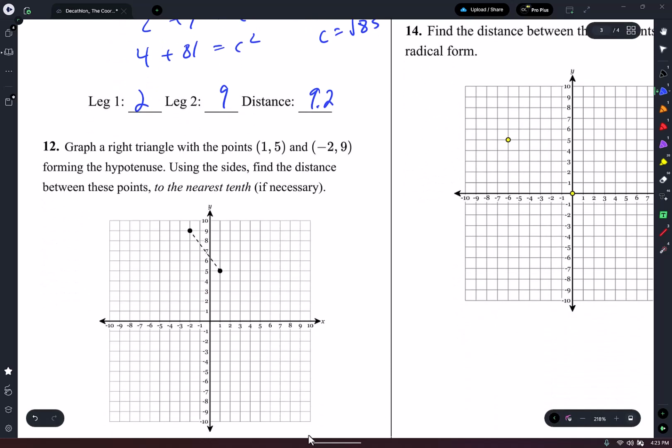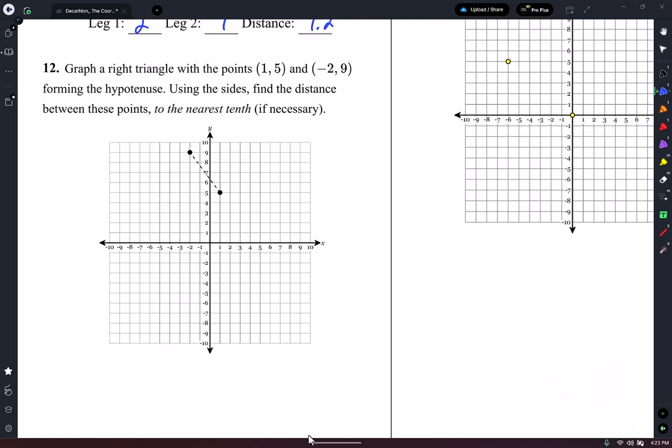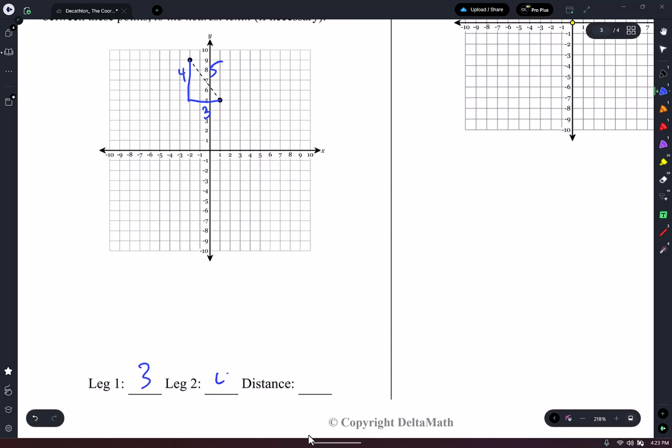Okay. Same thing right here, guys. That's all you're going to do again. Just make a right triangle. 1, 2, 3, 3. 1, 2, 3, 4, 4. There's a 3, 4, 5 triangle. So this is a 3, 4, 5.